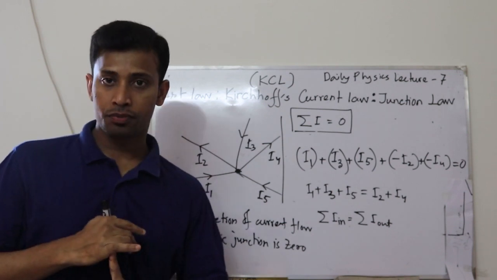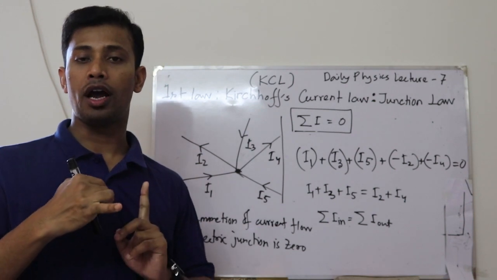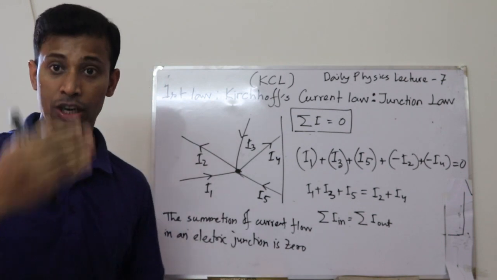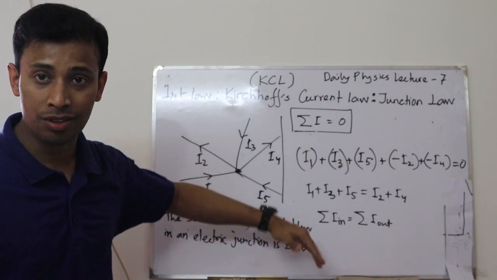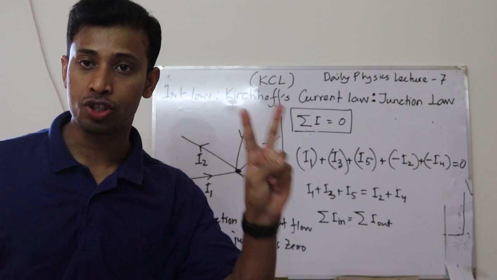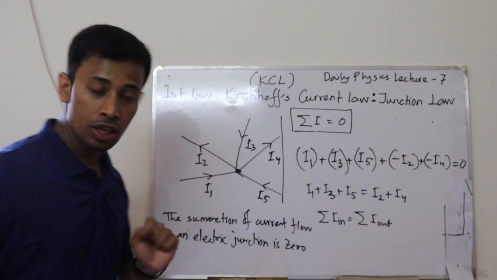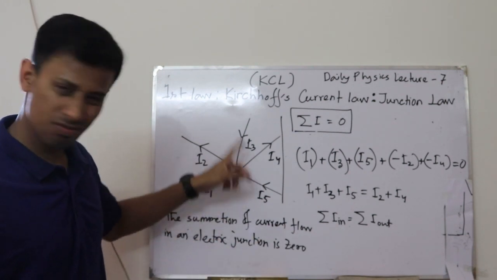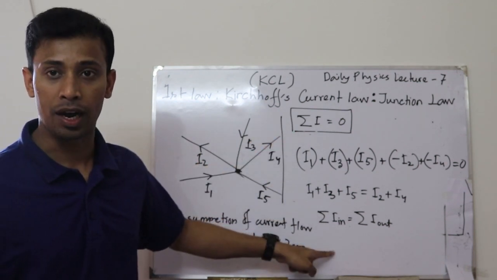State Kirchhoff's law, or explain Kirchhoff's first law. If this statement appears in a question, then you only have to write this line up to this, not the figure or this explanation. But if the question appears as 2 marks, explain Kirchhoff's first law, then you have to state first, draw the circuit, a mini circuit figure, and then you have to write till this part.